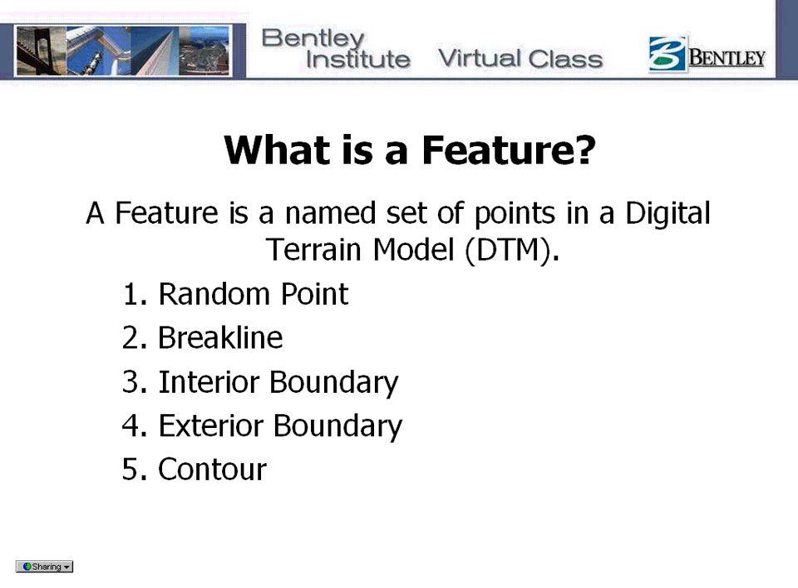Let's start off with what is a feature. A feature is the name of a set of points in a digital terrain model. They could consist of 5 different forms. The first one is a random point, such as ground shots, which everybody's familiar with. Second is break lines. An example of this would be edge of pavements, bottom of curbs, top of curbs. The third is an interior boundary, which are footprints of a building or other objects where contouring is not needed or desired. Fourth is an exterior boundary, which is the perimeter of a surface. We will be looking at this later in today's class.